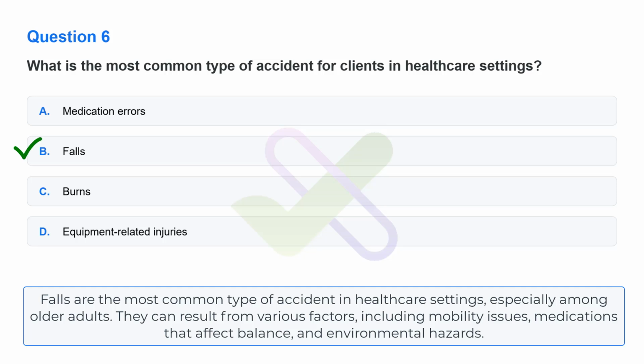Falls. Falls are the most common type of accident in healthcare settings, especially among older adults. They can result from various factors, including mobility issues, medications that affect balance, and environmental hazards.